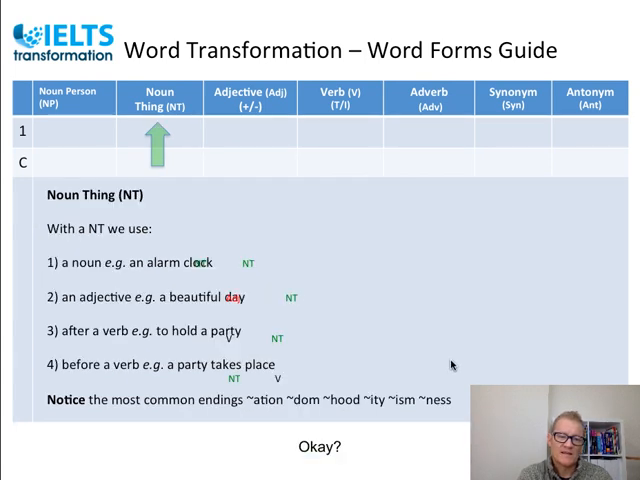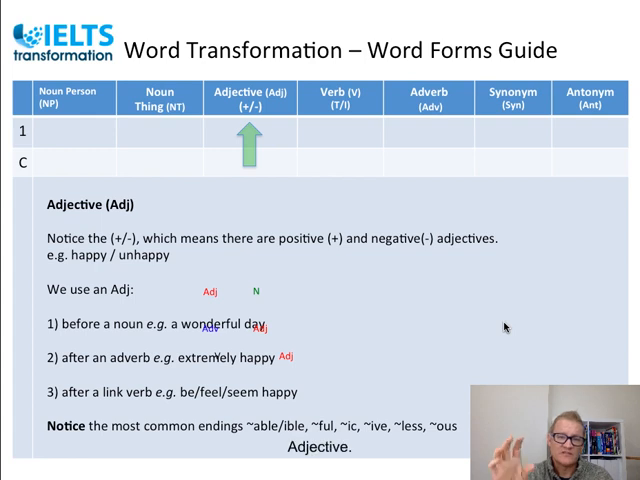Okay? Noun thing. Again, take a moment to pause the video and have a look. Common endings, as I said, communication, information, etc. Freedom, childhood, community, communism, fairness. Adjective. Again, pause the video, take a moment to read this carefully. Audible, successful, basic, intuitive, harmless, famous. Okay.